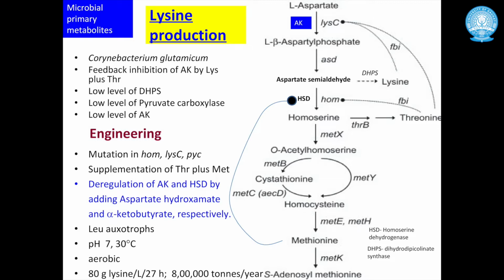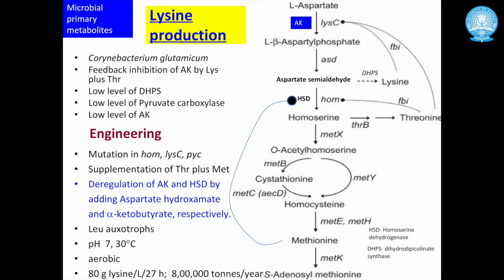Now, once we get all these mutations in place, suppose, then we will have to engineer some other strategies which can be coupled with this mutation strategy to bring about increased production of lysine. The strategy, apart from this mutation, is that when there is cutting off of the branching point below the aspartate semialdehyde step, there will be a shortage of threonine and methionine, which are essential amino acids in the bacterium.